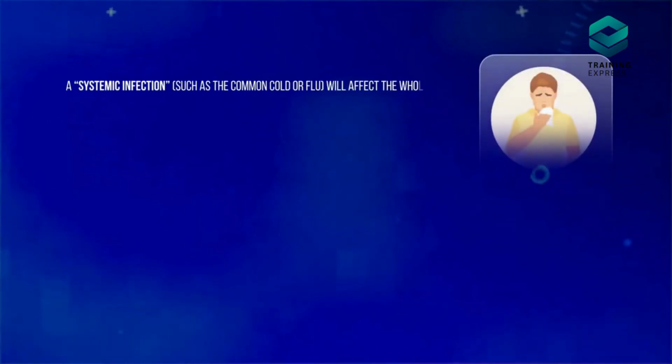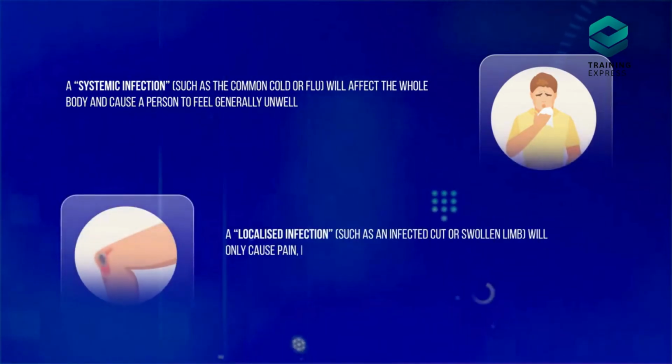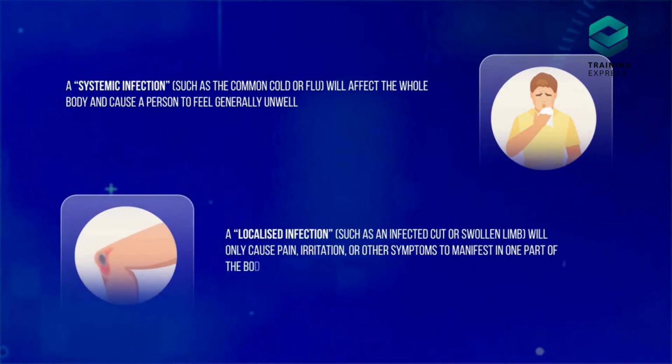A systemic infection, such as the common cold or flu, will affect the whole body and cause a person to feel generally unwell. A localized infection, such as an infected cut or swollen limb, will only cause pain, irritation, or other symptoms to manifest in one part of the body.